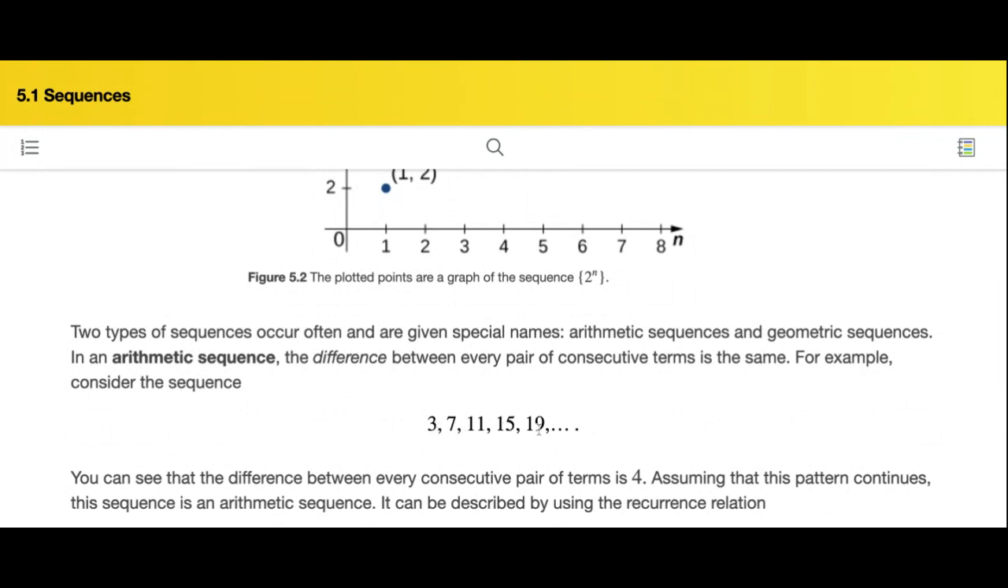We have 3, 7, 11, 15, 19. First, these numbers are in order, right? So what's the difference between each two? 3 to 7, that's 4, add 4. 7 to 11, add 4. 11 to 15, add 4. 15 to 19, add 4. So this is just the previous term with 4 added to it. So this is called an arithmetic sequence.